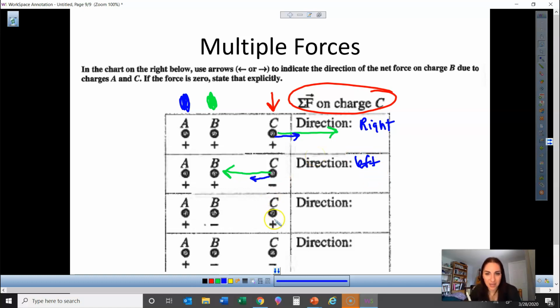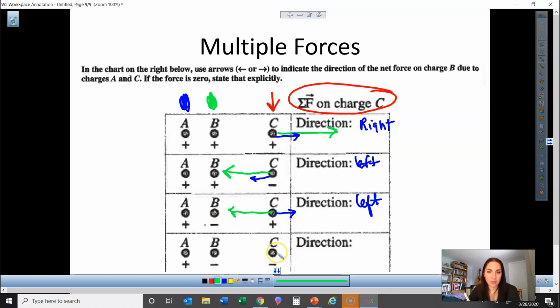You'll get this. C is positive, B is negative. B is going to attract C. But A will repel C because it's the same charge, but not as much because it's further away. B is bigger than A. This will go left. Now, it won't go as much as these because there's a little opposing force, but B is bigger.